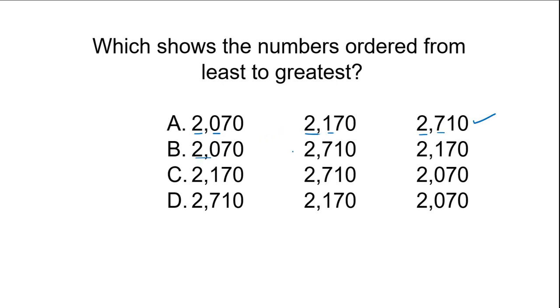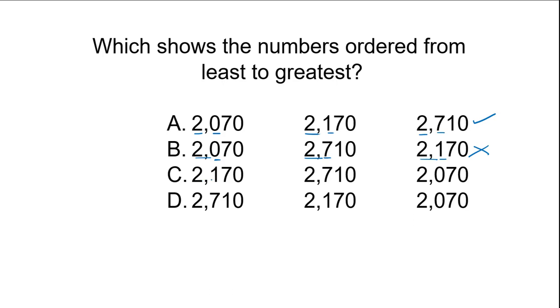So here again, I have 2 in the thousands place, 2 in the thousands place, 2 in the thousands place, 0 in the hundreds place, 7 in the hundreds place, and then 1. Well, that's not going from least to greatest. Yes, 0 is less than 7, but then 7 is greater than 1. So that's not least to greatest.